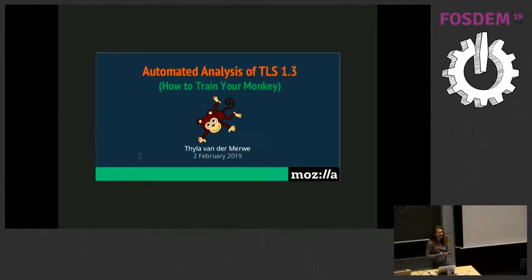So as I was saying, I'll be talking about an automated analysis of TLS 1.3, and the monkey reference should become clear as we go. So TLS 1.3 has been a very hot topic. It still is, I'm told. But what a lot of people don't realize is that getting to the TLS 1.3 protocol that we have today has involved a significant amount of collaboration between academia and industry. And what I'm going to talk about today is an academic effort to prove that TLS 1.3 is secure. So this is work that I did as part of my PhD just prior to starting at Mozilla.